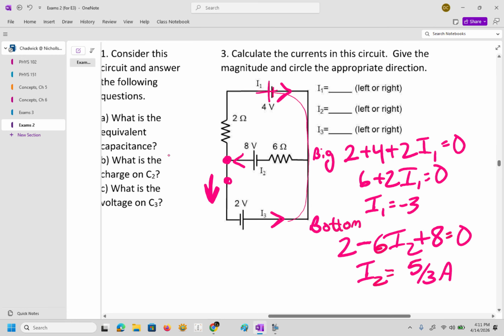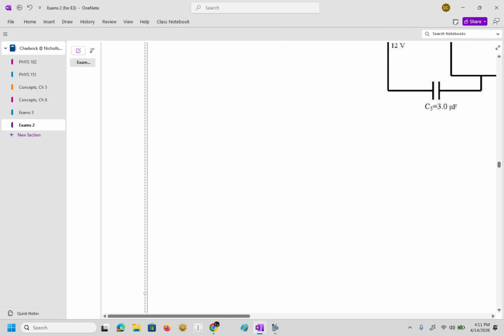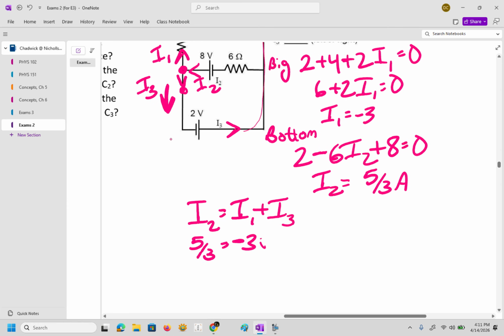So then finally I can find I3. I use my junction rule. I like to draw the arrows up close. This is I2, this is I1, and this is I3. Notice I2 is going into that junction, and I1 and I3 are going out. So I have I2 equals I1 plus I3. That's 5/3 equals -3 plus I3. Remember, I have to carry my negative over into this. Whatever negatives I find, I keep until the very end. So I3 is equal to 5/3 plus 3. That's what, 14/3 amps.